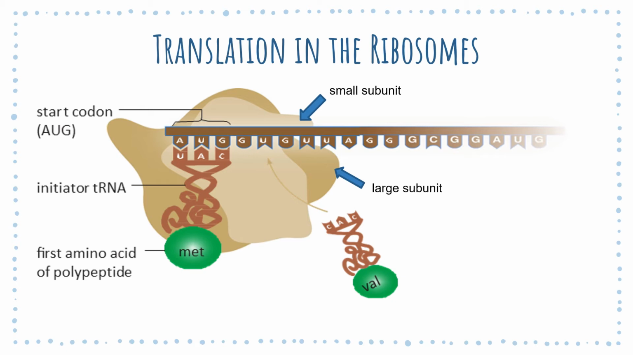The ribosome then moves to the next codon, which is GUG, and recruits a tRNA with the anticodon for it, which is CAC. This tRNA carries with it the amino acid valine or VAL.